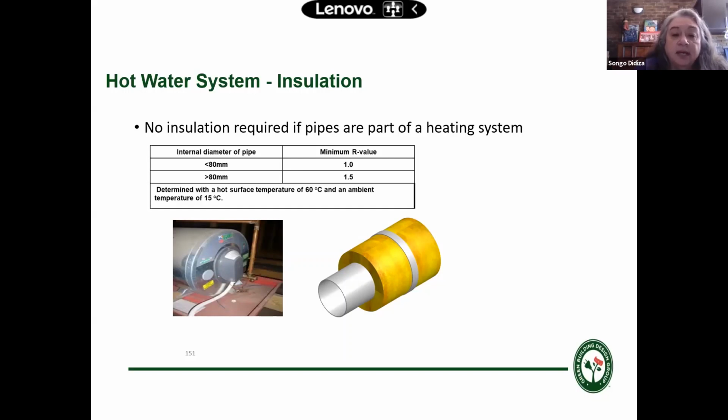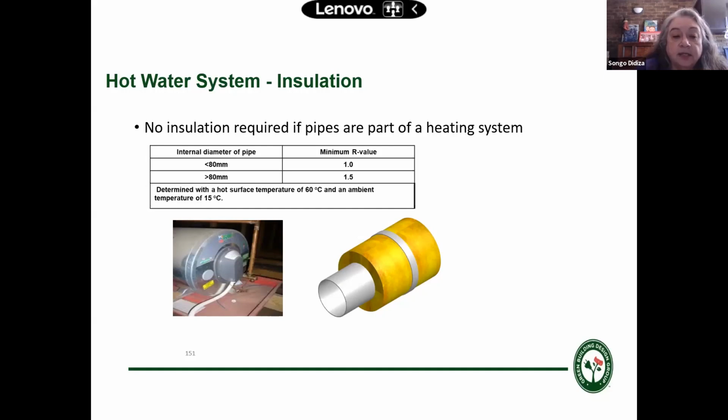But generally, all exposed pipes should be insulated. And exposed pipes are the pipes, as it says, exposed. The pipes that go into the heating system are not exposed, and therefore they don't need to be insulated. And those are the R-values that are needed for the different diameters of pipes.